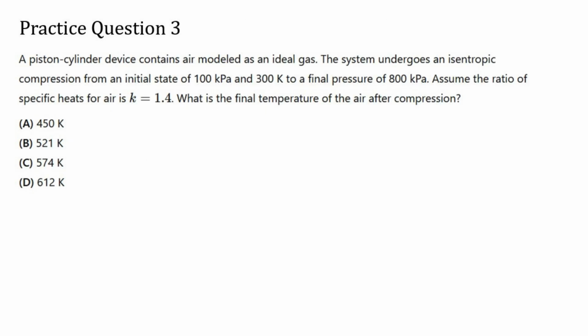Practice question 3. A piston cylinder device contains air modeled as an ideal gas. The system undergoes an isentropic compression from an initial state of 100 kilopascals and 300 Kelvin to a final pressure of 800 kilopascals. Assume the ratio of specific heats for air is k equals 1.4. What is the final temperature of the air after compression?